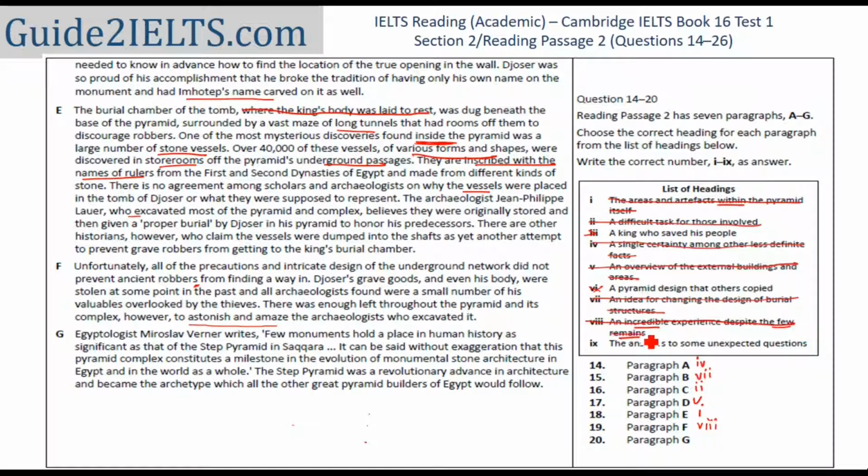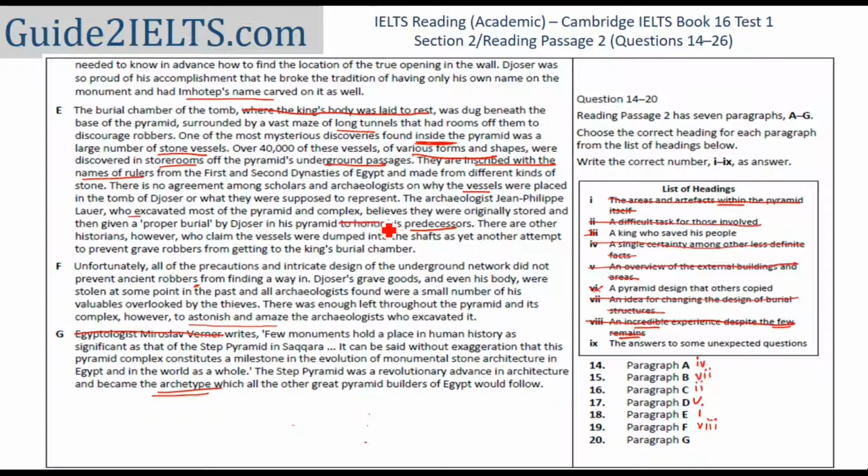Paragraph G now. This person, avoid reading the details that can distract you from what is the main thing being talked about. So this person writes, few monuments hold a place in human history as significant as this one. It can be said without exaggeration that it constitutes a milestone in evolution. The step pyramid was a revolutionary advance in architecture and became the archetype which all the other pyramid builders would follow. As you practice more and more reading passages, you'd realize that it is possible to find most of the answers without knowing a lot of big words. For example, in paragraph E, even if you don't know the meaning of this word predecessors, you would have been able to find the answer.